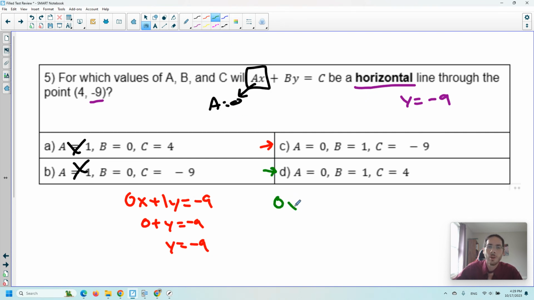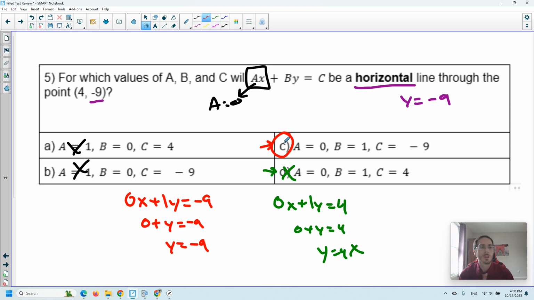0x plus 1y equals 4. Well, this is going to be 0 plus y equals 4. Y equals 4 is not what we want, so we don't want that to be our answer. Right, y equals 4. So we're not going to pick D, so we are going to pick C. So our first choice here was right.